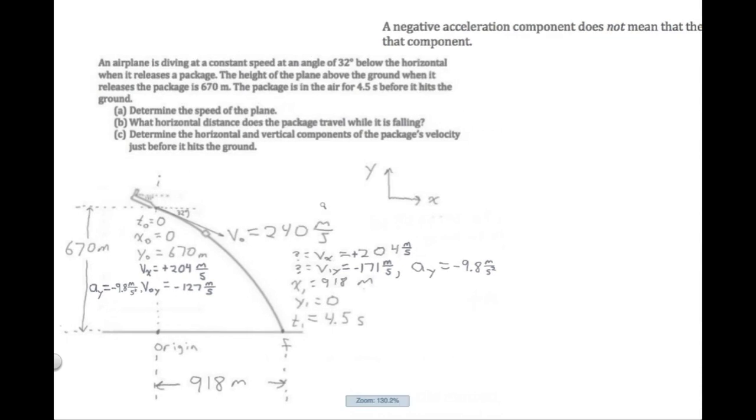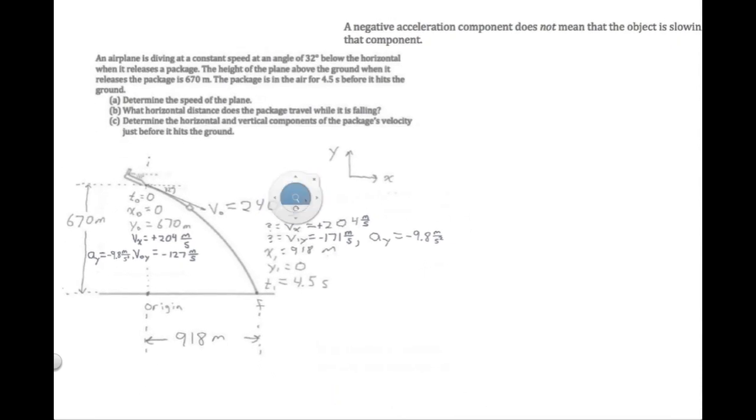All right, and now you can see why this problem does illustrate what happens when we have a negative acceleration component. You can see that a sub y is negative throughout the path. Now, a lot of students have the wrong idea that negative acceleration means that an object is slowing down. But can you see that that was wrong in this example? Is this object slowing down vertically? Well, the object here was going at a speed of 127 meters per second vertically.